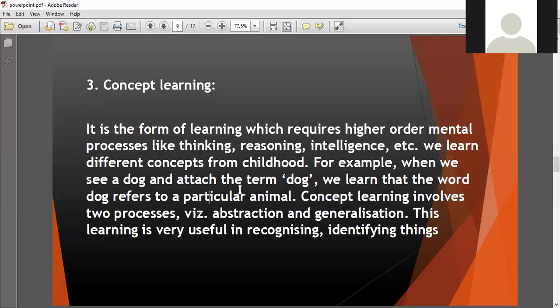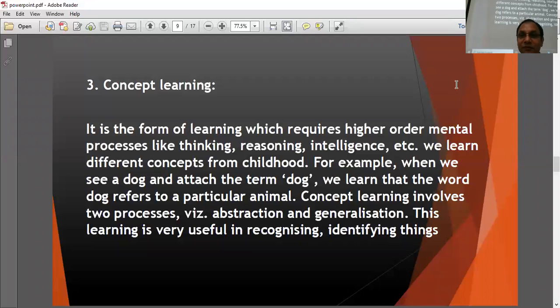It is a form of learning which requires higher order mental processes such as thinking, reasoning, intelligence, etc. So we learn different concepts from childhood. For example, we learn about plants in class 1. Plants make food from the sun. Now, as we grow older, when we're in class 6, 7, 9, or 10, we come across the process of photosynthesis. Now, photosynthesis is an abstract idea.